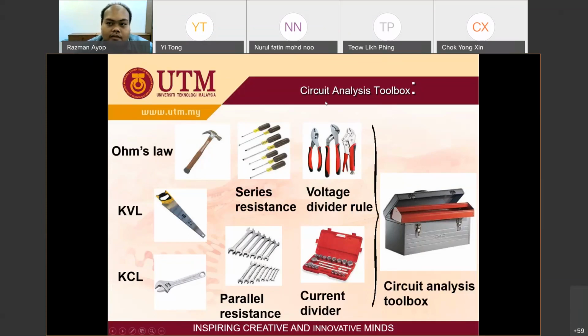Okay, so you can use all these rules to solve electrical circuits. I will show you today these two, voltage divider rule and current divider rule.